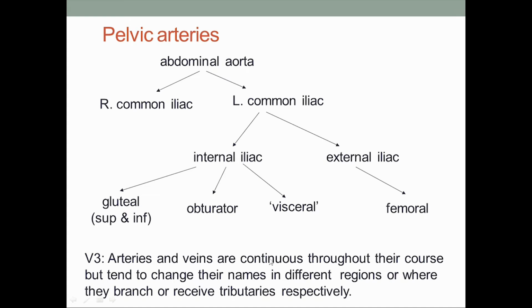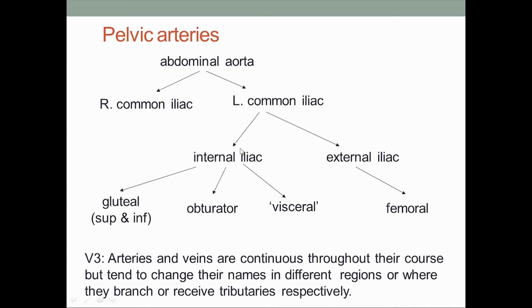That is, arteries and veins are continuous throughout their course, but tend to change names either in different regions or where they branch or receive tributaries respectively. So arteries would branch, veins would receive tributaries. So if we looked at the left common iliac artery, we can see that it changes name as it branches. So this is this example here of the application of that principle.